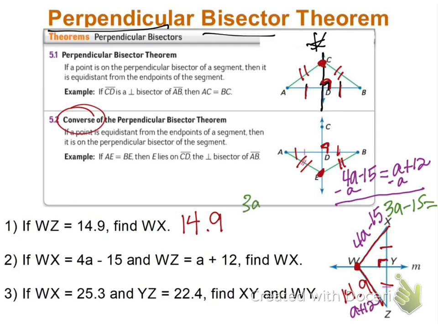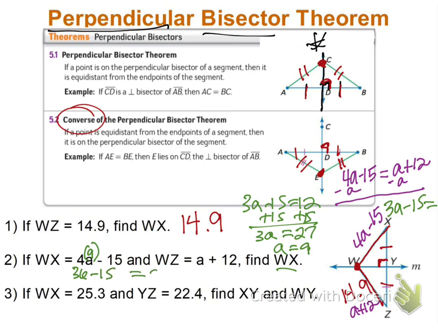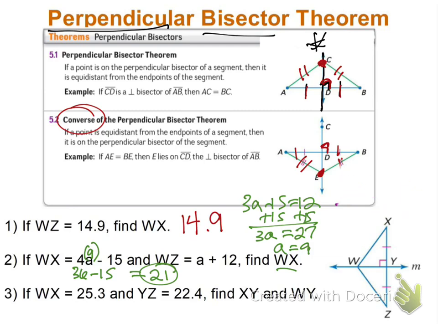So I'm going to write it up here. 3A minus 15 equals 12. Add 15 to both sides. So 3A equals 27. And divide by 3, so A would be 9. So if they actually want me to find WX, I just need to plug 9 in for this A. So 4 times 9 is 36, minus 15, so WX would be 21. Okay, remember too, since this is a video, if you need to pause this, then pause it. I'm going to erase all of this just so I have more room for this next part.